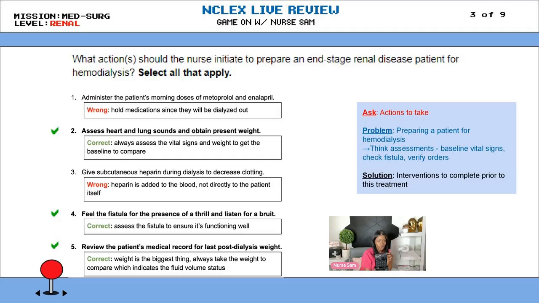And then 3 is wrong. It says give sub-Q heparin during dialysis to decrease clotting. No, heparin is added to the blood, not directly to the patient itself. So that's why 3 was wrong. Okay. Great job, guys. All right. Next question.